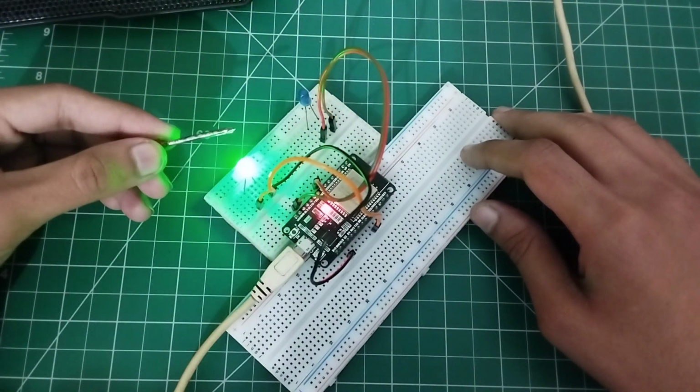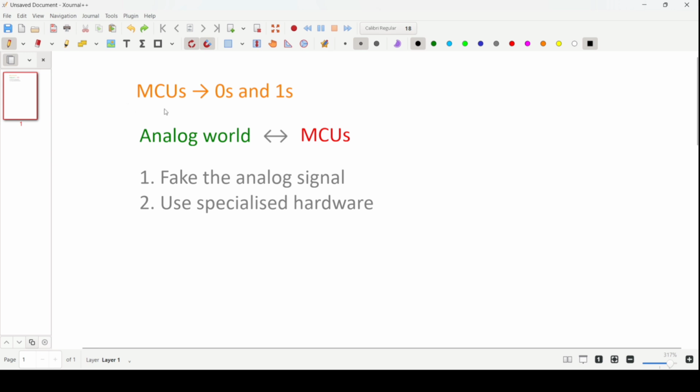So let's get started. Now before stepping further, I want to explain something. Microcontrollers only understand zeros and ones, which constitute binary language. But the real world is mostly analog and not pure digital, right? Like pressure, temperature, sound waves, or speed of an actuator, and many more. So how do these microcontrollers actually communicate with this analog world? It has two options. Either it can fake the analog signal coming from the real world, or it can use specialized hardware.